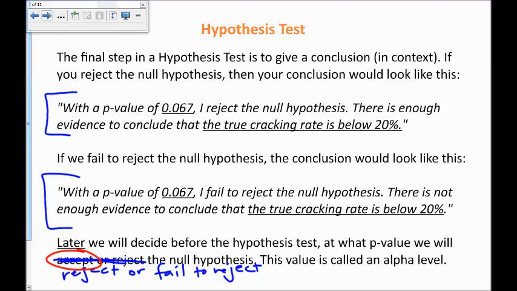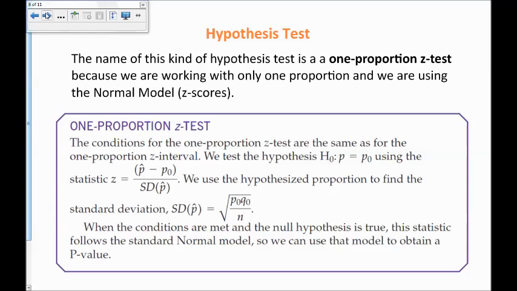Okay. This value, this kind of boundary value at which we either reject or fail to reject the null hypothesis is called the alpha level. And we'll talk about that in a future chapter, because there's more to that idea than just setting the boundary value. Okay, the name of this kind of hypothesis test, because we'll study several kinds of hypothesis test, is called a one proportion z-test, because we're working only with one proportion, and we are using the normal model, which is related to z-scores. Okay, and here is the purple box from the textbook.